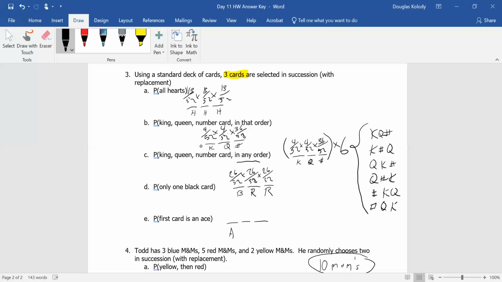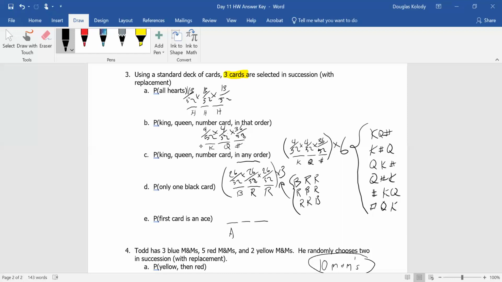But how many ways can I arrange black, red, red? I could do black, red, red. I could do red, black, red. And I could also do red, red, black. So I'm going to take those fractions and multiply by the 3 ways to arrange 1 black and 2 red. Notice it doesn't say the black has to be the first card, any order.